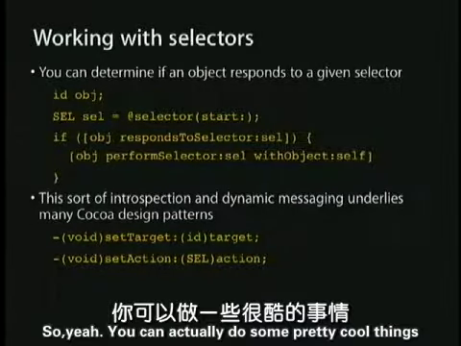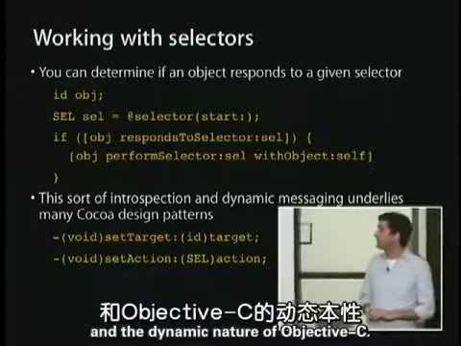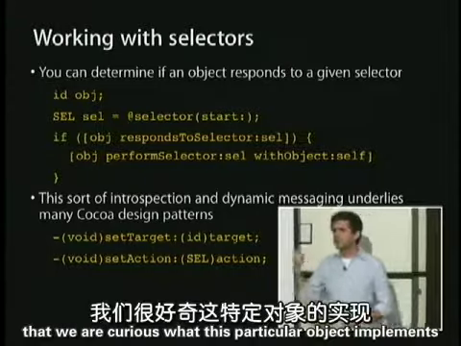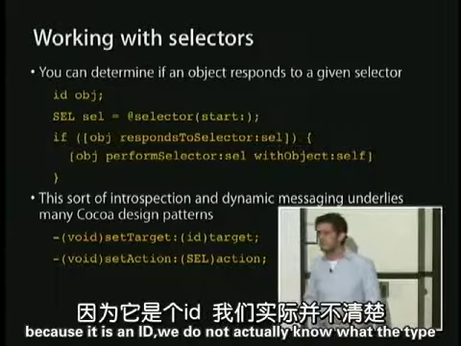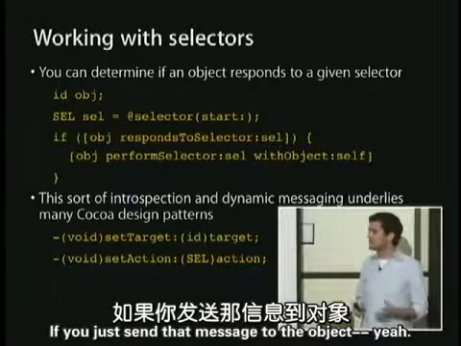So yeah, you can actually do some pretty cool things with the combination of selectors and the dynamic nature of Objective-C. So assuming you've got some untyped object, id obj, and we've got some selector that we're curious whether this particular object implements, because it's an id, we don't actually know what the type of the object is. If you just sent that message to the object, yeah.